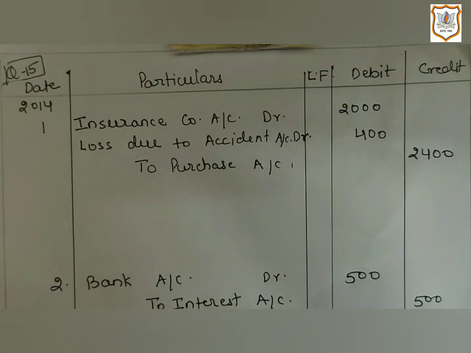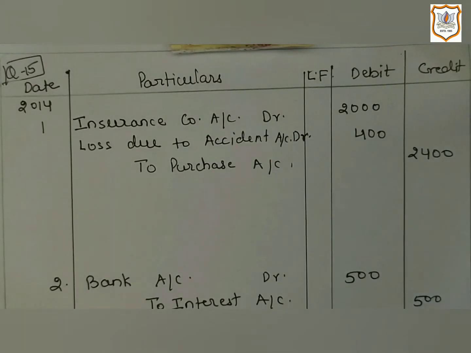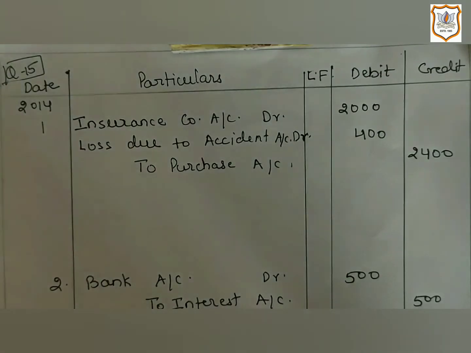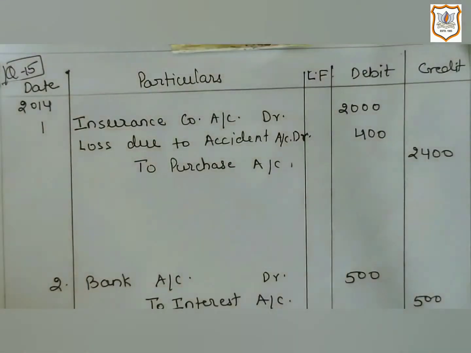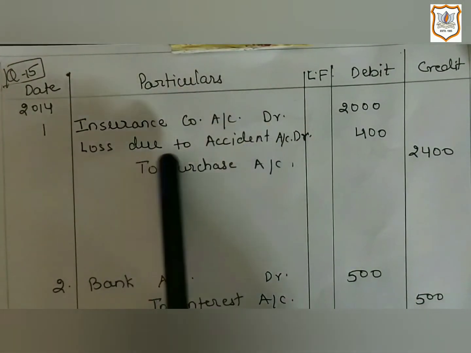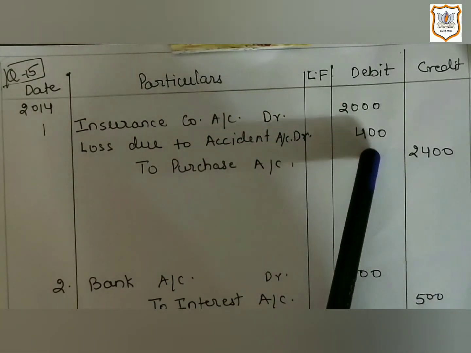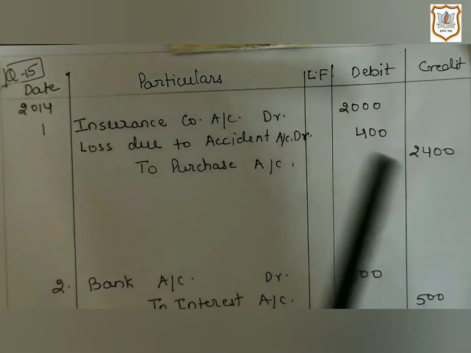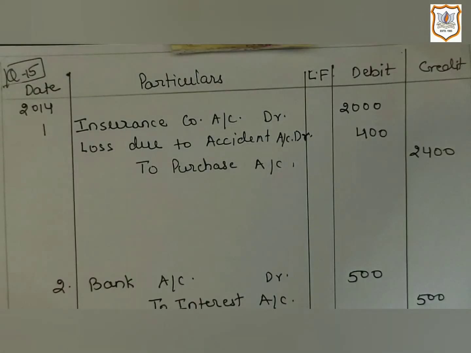Now let us do question number 15 on page number 107. This question is very simple, as we just have to write narration here. It is given in the question that an accountant has written journal entries without narration. So we have to write narration only. The first journal entry that has been passed is insurance company account debit, loss due to accident account debit 400, to purchase account 2400. So here we have to write narration for this journal entry.